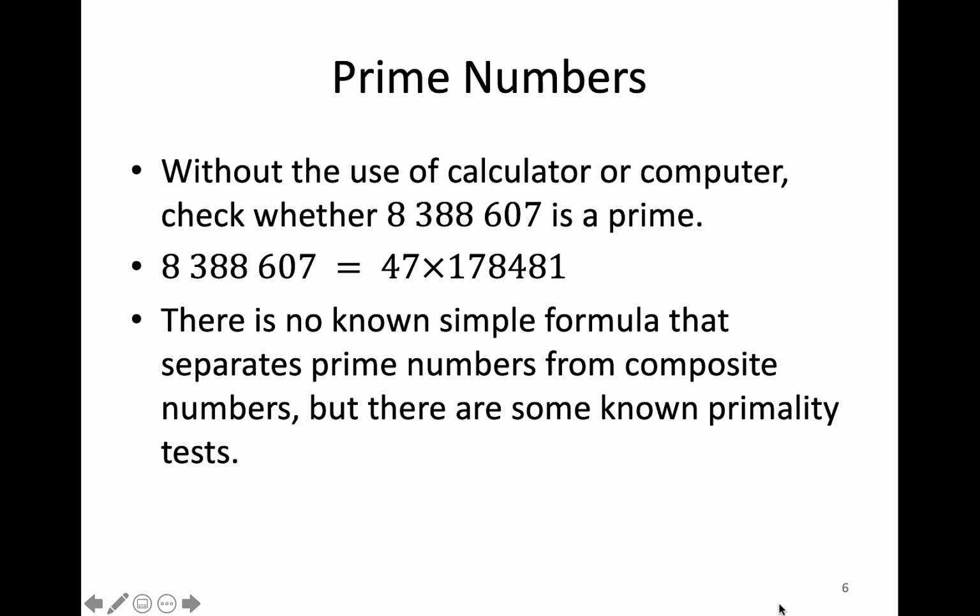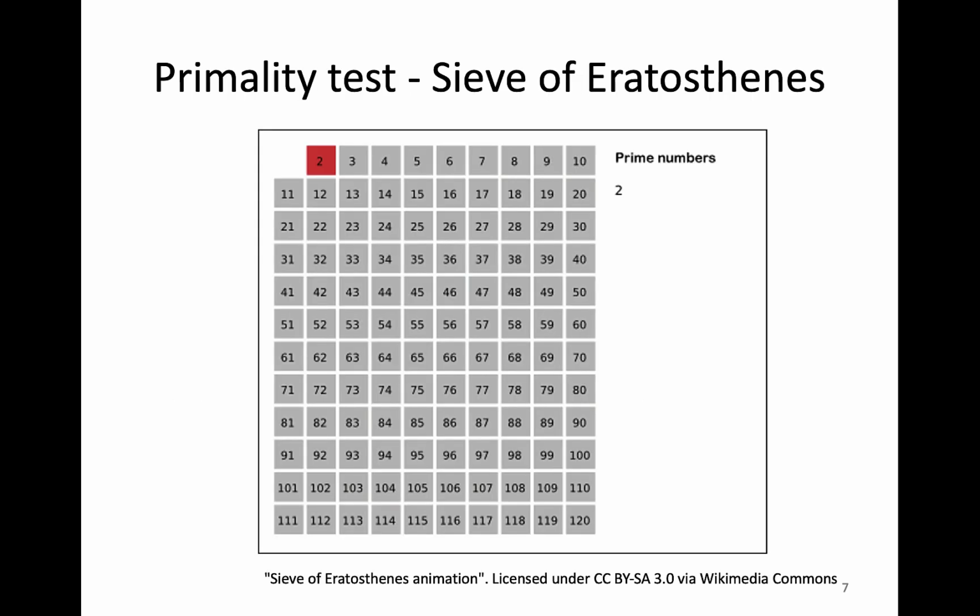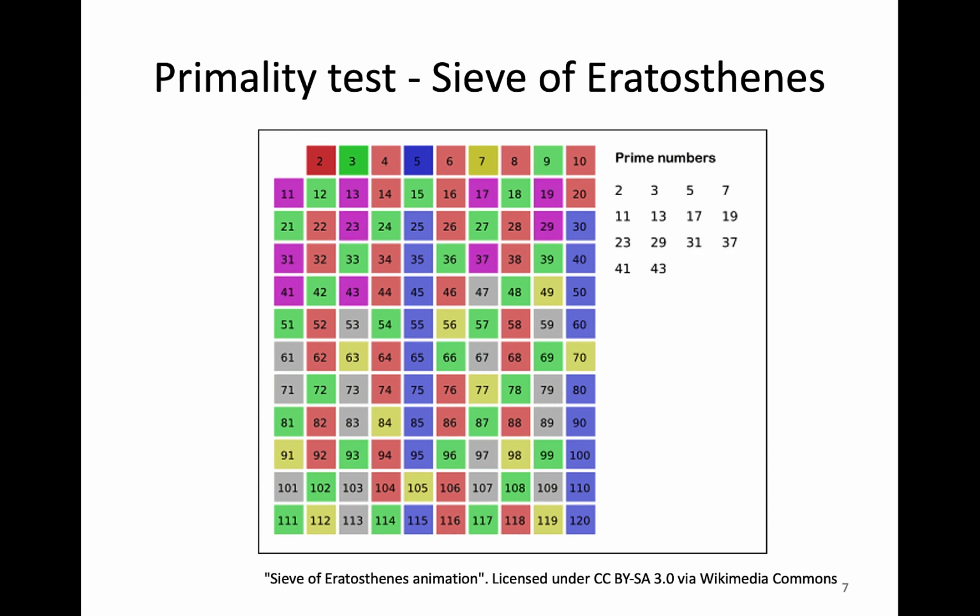But there are some tests that we can use. One of the tests which has been known for more than 2,000 years is called the sieve of Eratosthenes. First of all, we will remove all the multiples of 2. And then we will remove all the multiples of 3. Then we remove all the multiples of 5. And so on. So the remaining numbers will be the prime numbers. So the prime numbers from 2 to 120 include 2, 3, 5, 7, 11, and so on.